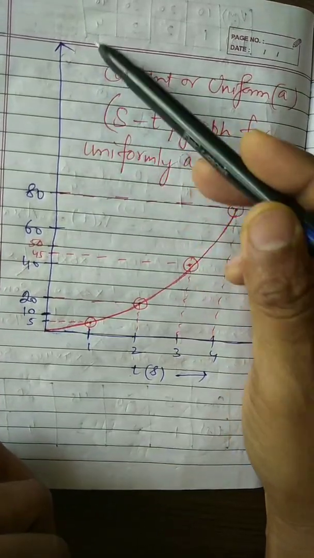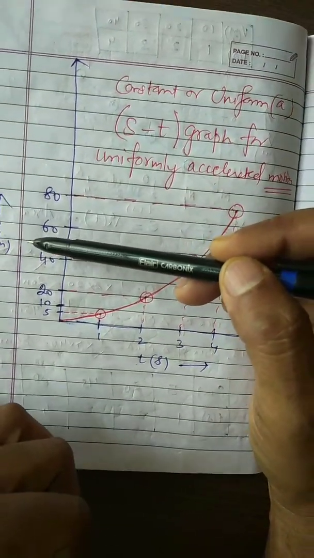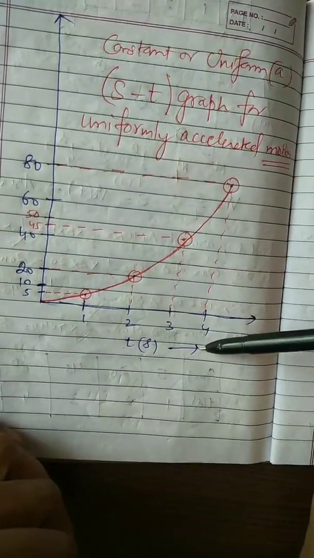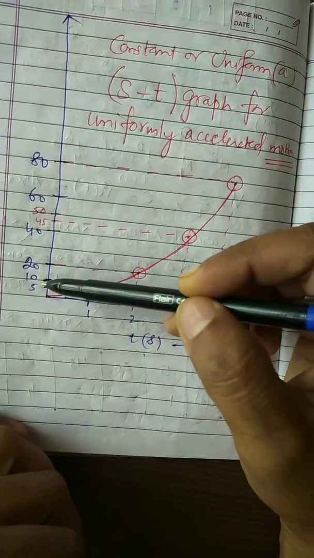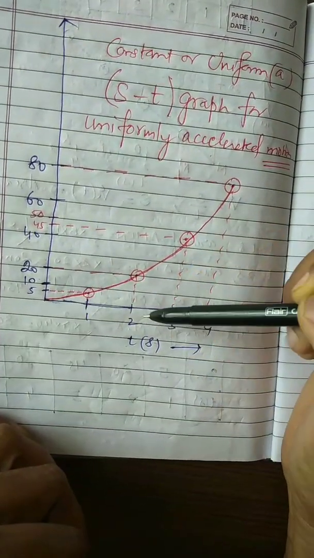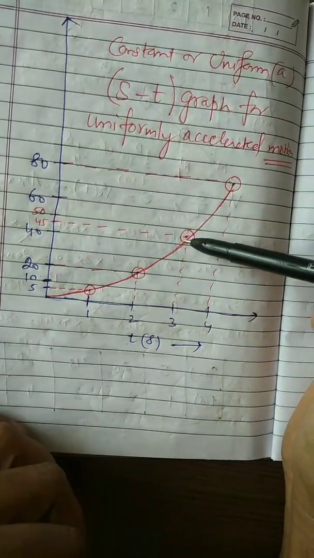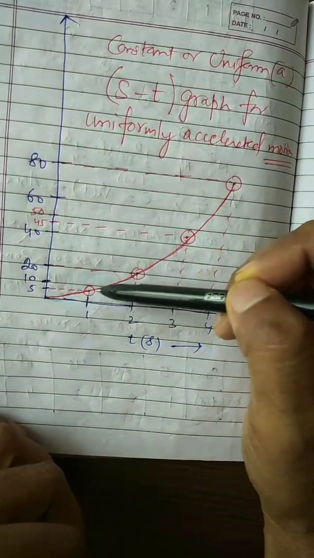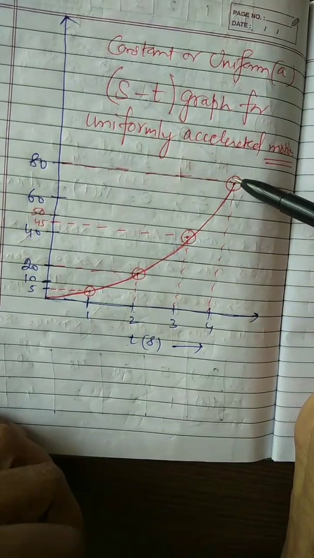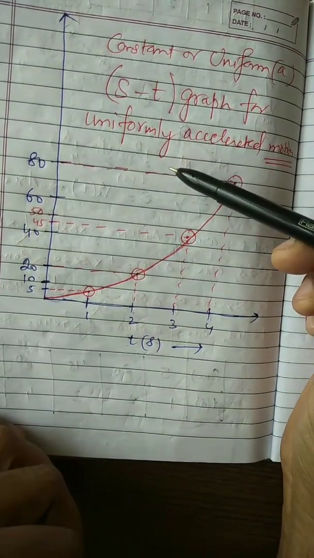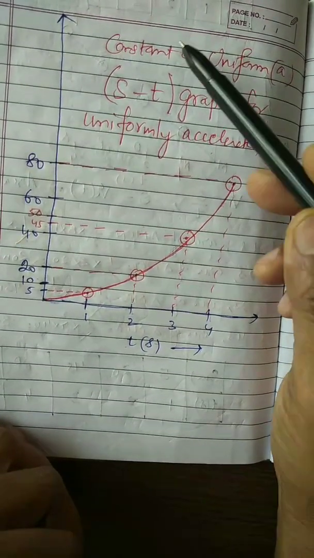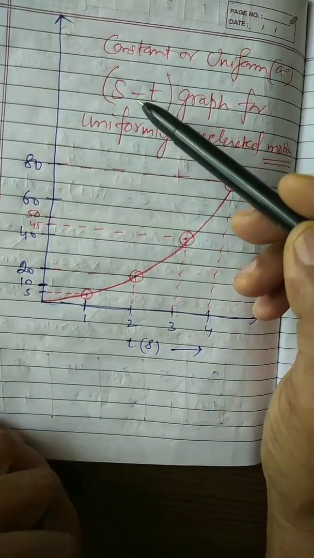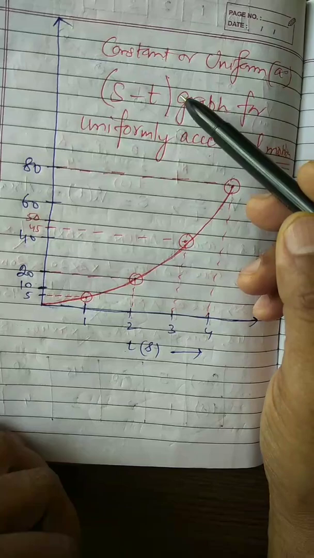Here along the vertical axis you can take displacement in meter, and for horizontal, that is time in second. For 1 second what was the value? 5 meter. For 2 it is 20, for 3 45, for 4 80. So this kind of graph you will get from the VT graph, right? So constant or uniform acceleration can give us the VT graph as well as the ST graph.